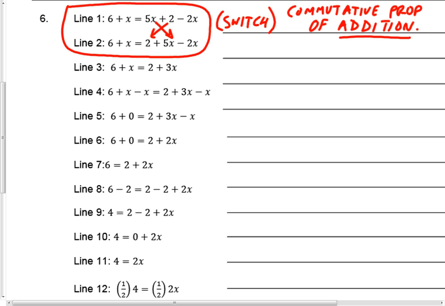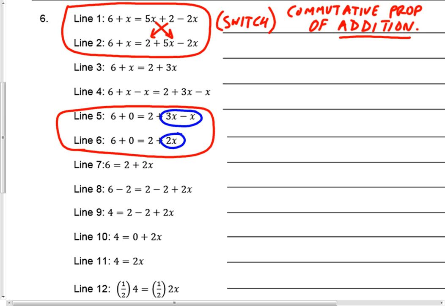Jump down to line 5 and 6. Circle these two. Circle, or underline. Do something to show yourself what's different. What's different from line 5 to line 6? There's a 2x at line 6. Yeah, circle those two. The 3x minus x became 2x. What do we call it? Very good.